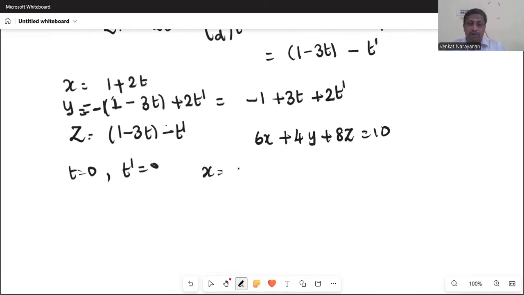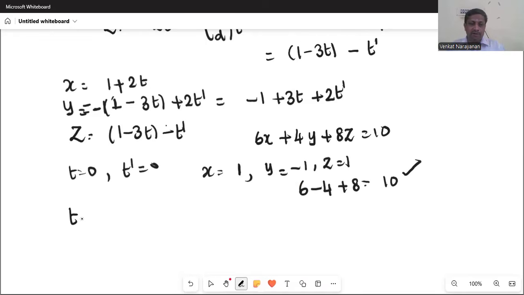What is the x value I got? The x value is 1, the y value is minus 1, and the z value is 1. Check the answer: 6 minus 4 plus 8. The answer is 10. It's correct.